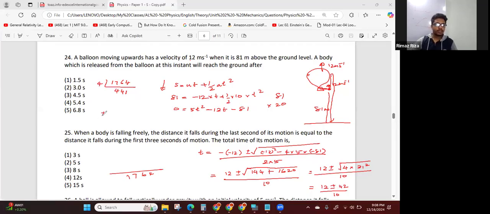For the plus case, we get 12 plus 42, which is 54, divided by 10. In the minus case, it is a negative number. A negative answer we can't take. Therefore, the answer is 5.4 seconds. Is that clear, everyone?